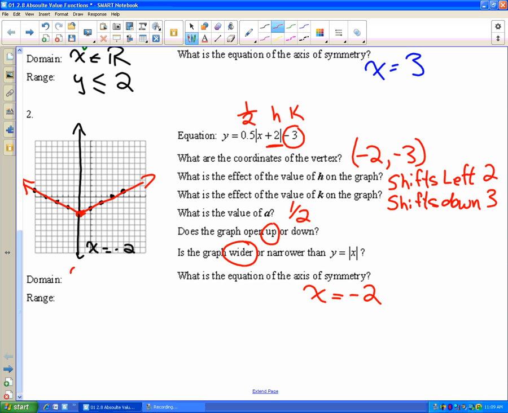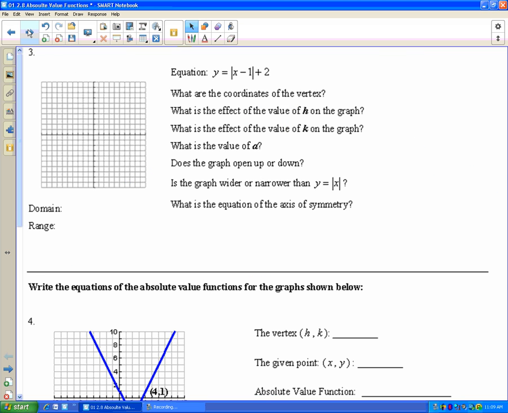So what is my domain? My domain, as always, is x is an element of all real numbers. I can choose any x I want. My range, y has to be, since this is upward facing, greater than or equal to my y coordinate. My y coordinate of the vertex is -3. There is my domain. There is my range. Let's go to the next page and try number 3.